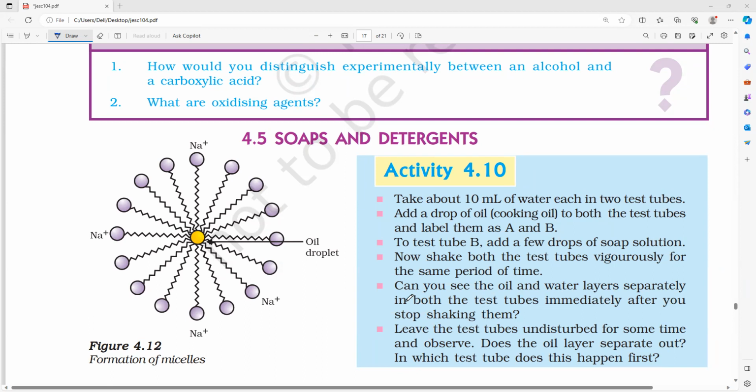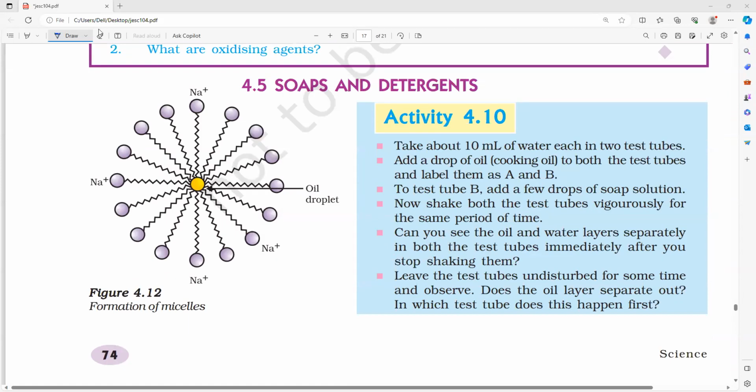Now, all of you, take about 10 ml of water in each of 2 test tubes. How many test tubes do we have to take, everybody? 2 test tubes. The results I will also tell. When you go to the lab, you can practice it. Let us see what they are exactly saying. Take about 10 ml of water each in 2 test tubes. In each test tube, how much water? 10 ml of water. Remember that.